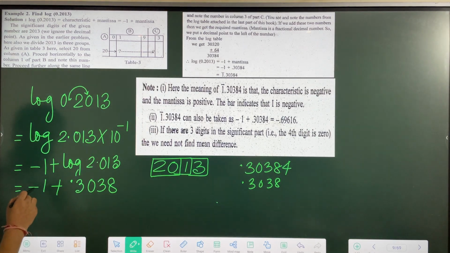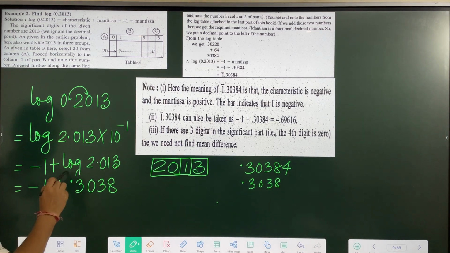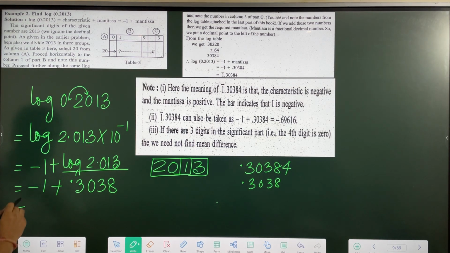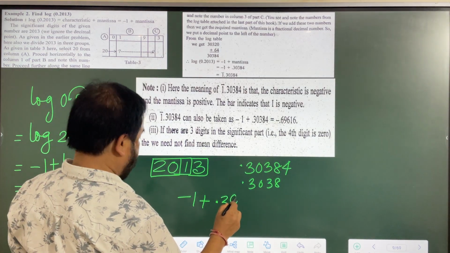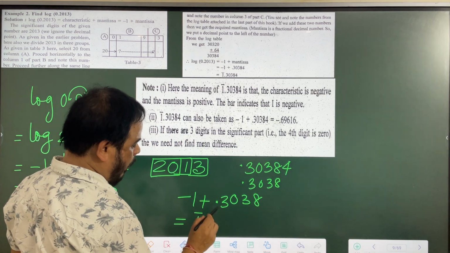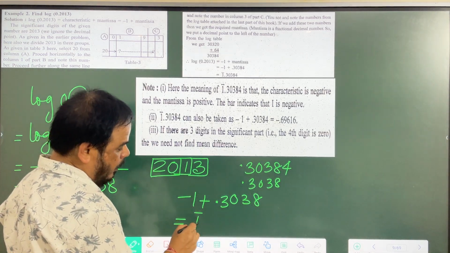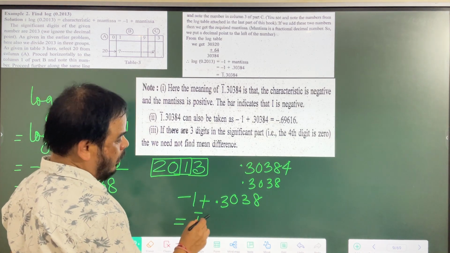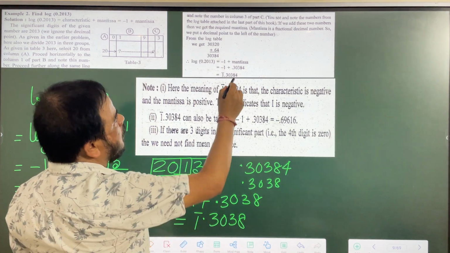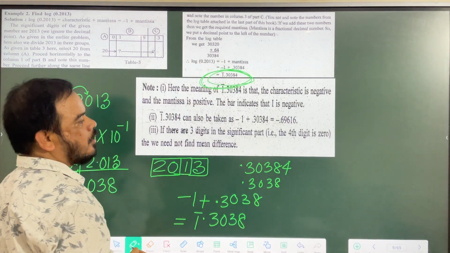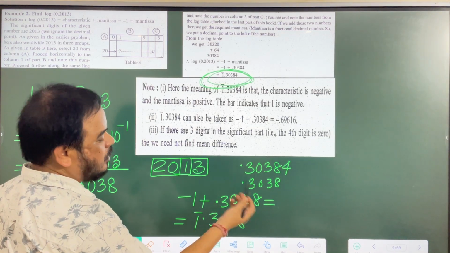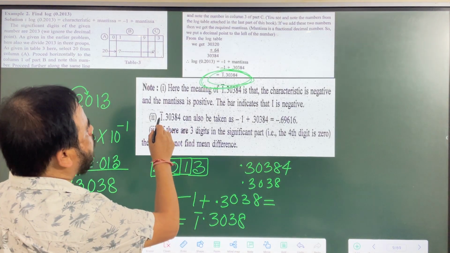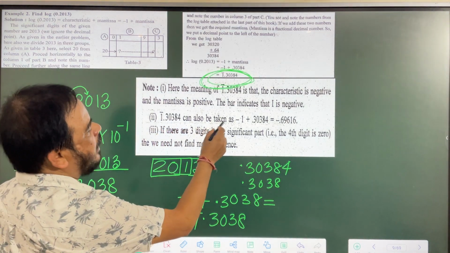Now we have got a negative number in the characteristic. This one already you have understood. When we get a negative characteristic, then we use bar, 1 bar. When we get negative, then only 1 bar 0.3038. This is what is written here. This one we can make it minus 1 plus 0.3038. You can calculate normally. 1 bar 0.30384 can also be taken as minus 1 plus 0.30384.